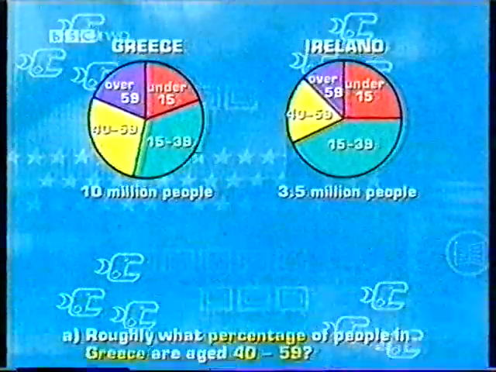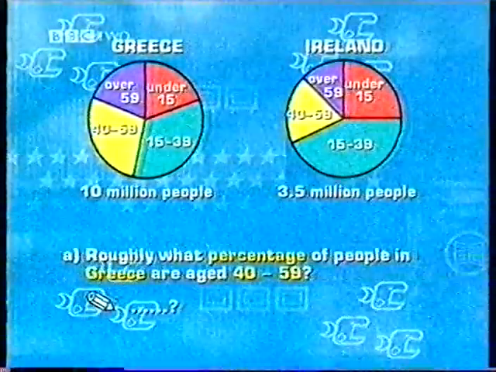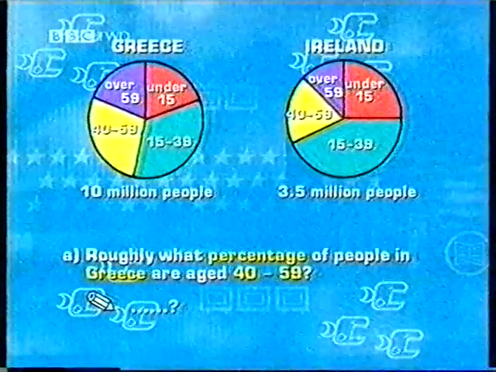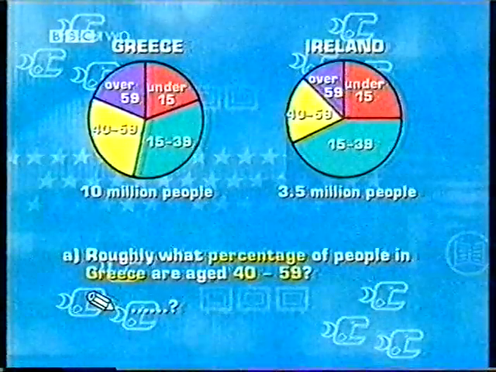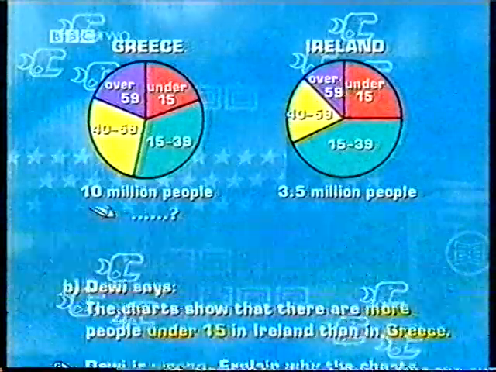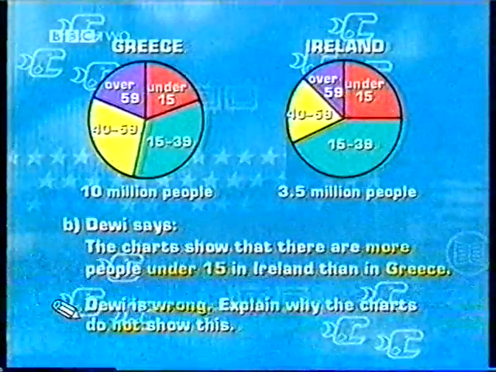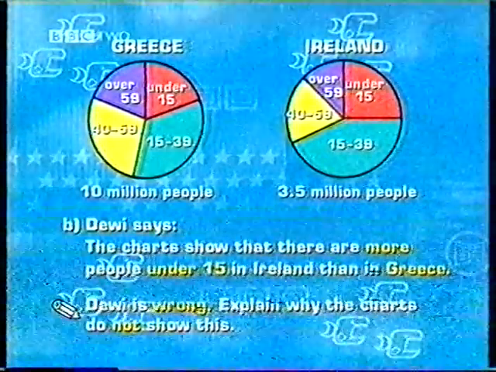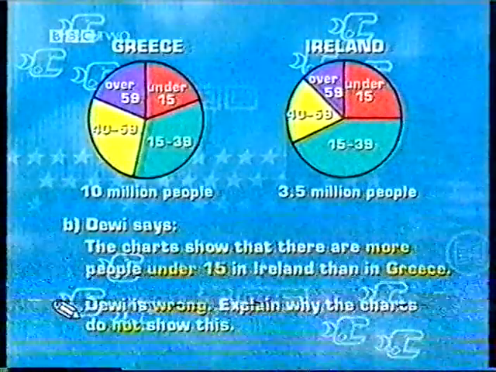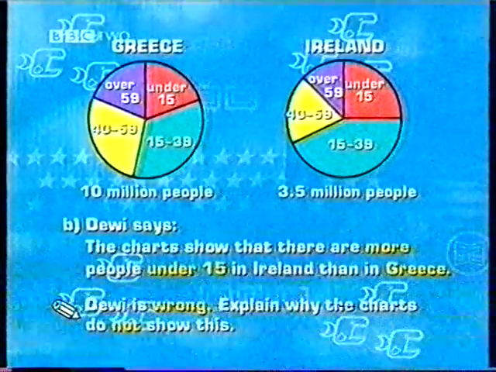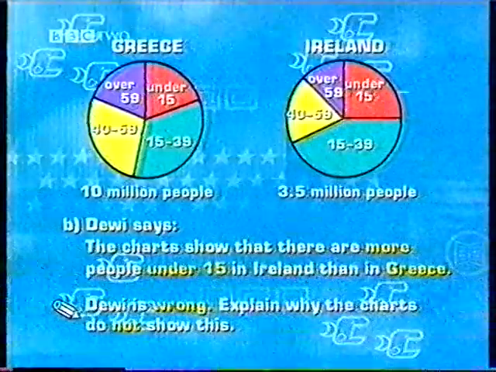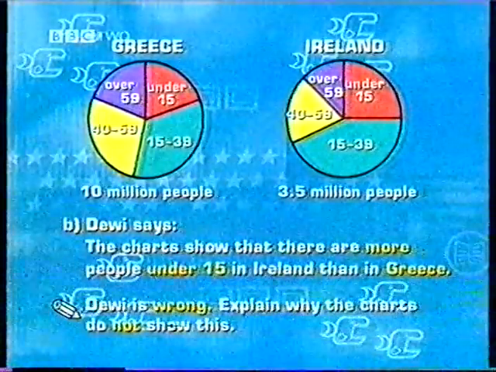Part A says, roughly what percentage of people in Greece are aged 40 to 59? Part B, Dowie says the charts show that there are more people under 15 in Ireland than in Greece. Dowie is wrong. Explain why the charts do not show this.